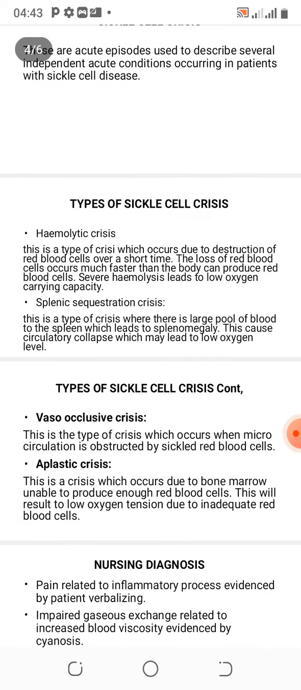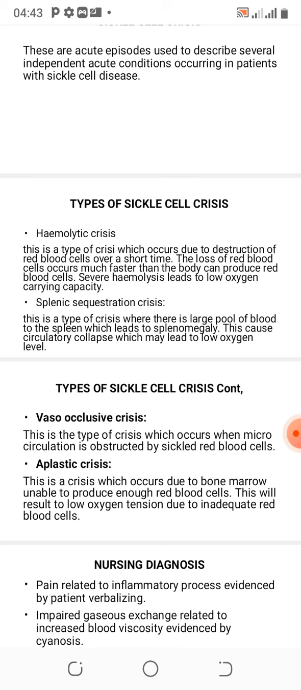The first one is a hemolytic crisis. This is a type of crisis which occurs due to destruction of red blood cells over a short time. The loss of red blood cells occurs much faster than the body can produce red blood cells. Severe hemolysis leads to low oxygen carrying capacity.